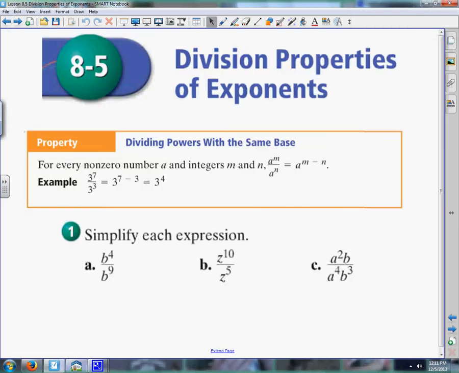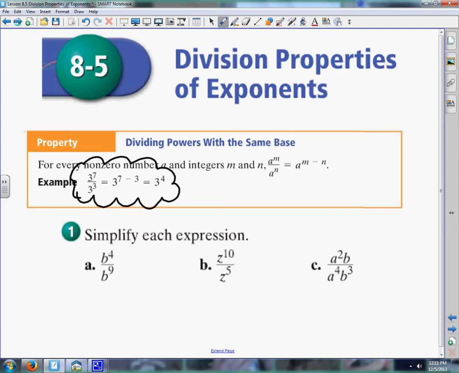So title your paper, division properties of exponents, make sure it says 8.5 at the top, and you're going to write down this example. So yesterday or the day before in 8.4, we did multiplication properties of exponents where we multiplied the two numbers together. Here you're dividing, so whenever you divide your number gets smaller. So you're subtracting your exponents.